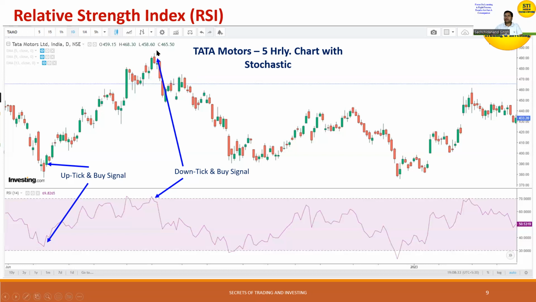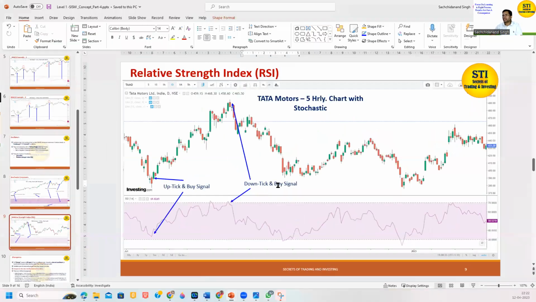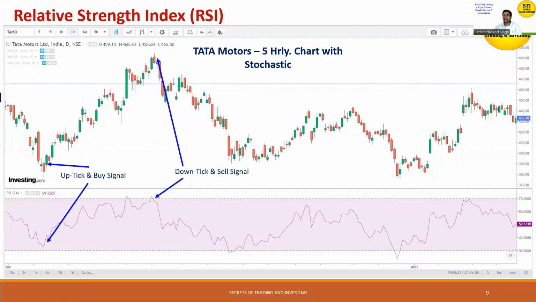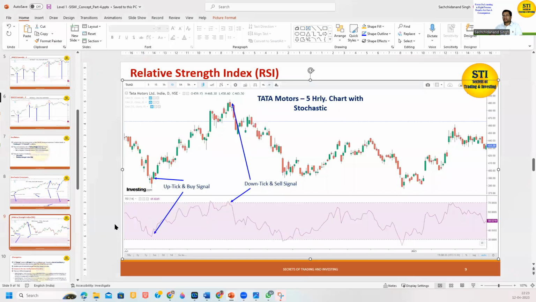At the top, if you look at the corresponding price point, RSI is showing a down tick. So that will be treated as a down tick, and sorry, there is a typo here. It should be a sell signal. Please let me change it here. Okay, so this is the potential sell signal. At the top there is a bearish candle, and along with the bearish candle RSI is also showing the down tick, and that can be treated as a potential sell signal. This is a very simple use.